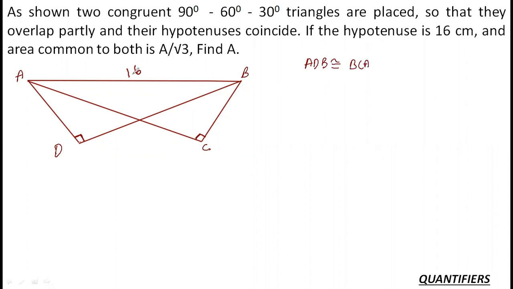Now, if the hypotenuse is 16 and the area common is A root 3, what is the area common? The common area is this one, up to this one. All this area is common area. And if the area is A root 3, find A. We need to find the value of A. So basically, first of all, we need to find the common area only.